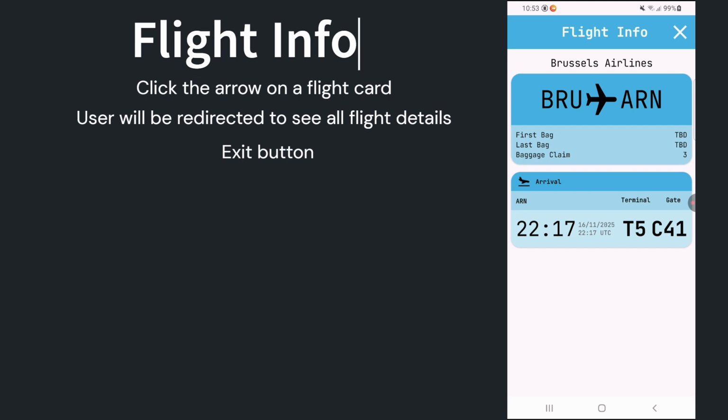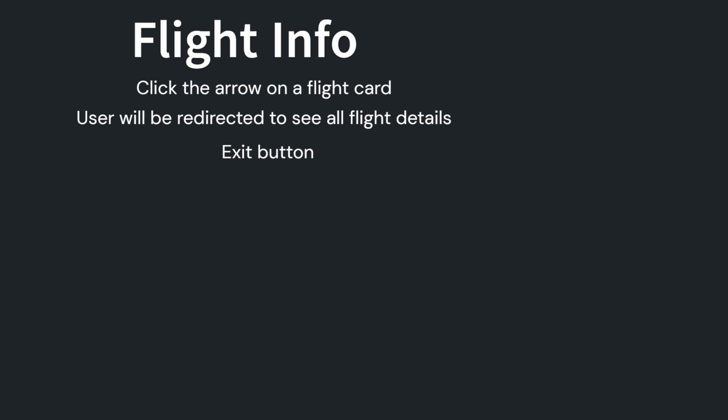The arrival flight will also have the arrival time with the UTC timestamp, as well as the terminal and gate number. For both arrivals and departures, there is an exit button at the top to return back to the normal tab view.